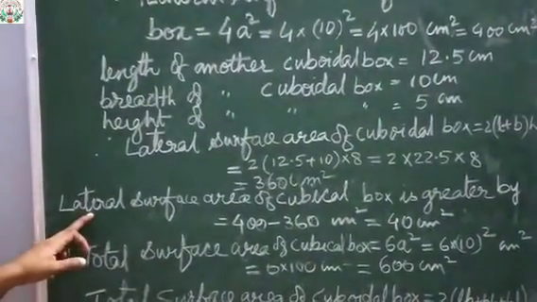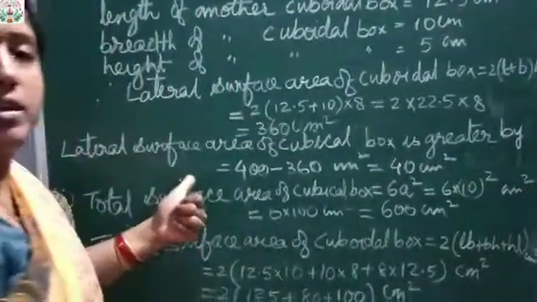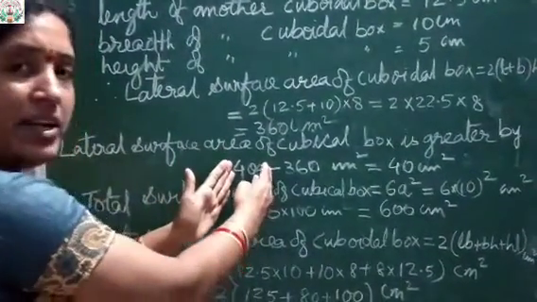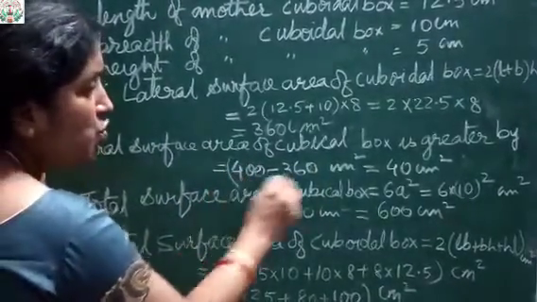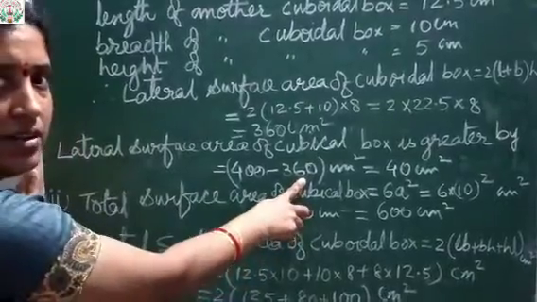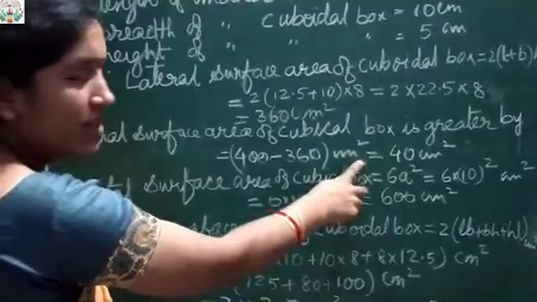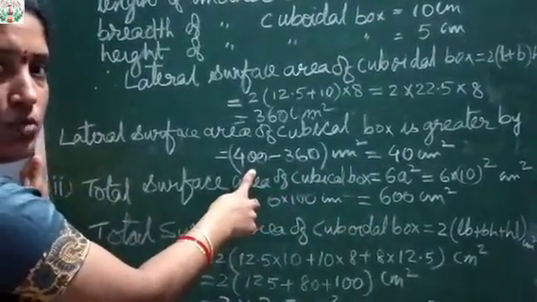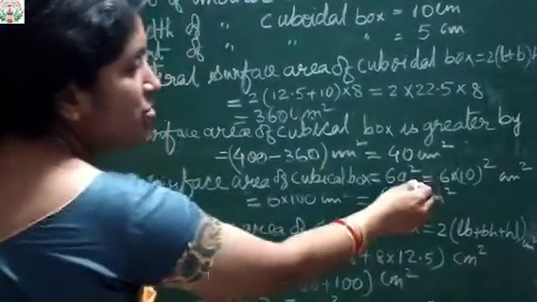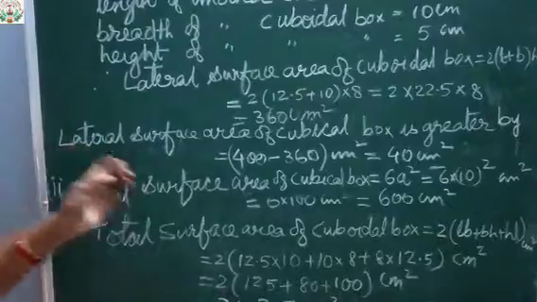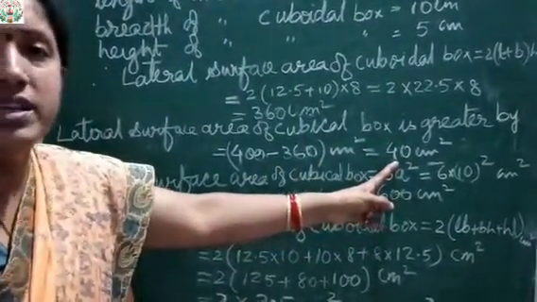So therefore you can write, the lateral surface area of the cubical box is greater by how much? By greater area minus the smaller area. So greater is cubical minus cuboidal box area, in cm square unit, which is equals to what? On subtraction how much will we get? 400 minus 360 will be 40 cm square. So this is the difference. By how much is the cubical box greater than the cuboidal box? That is 40 cm square.